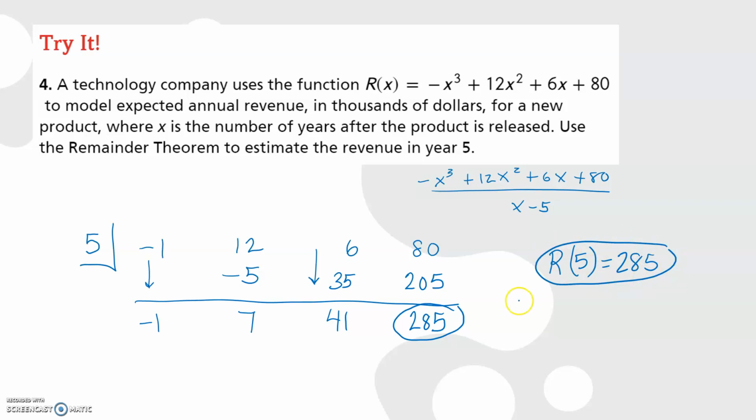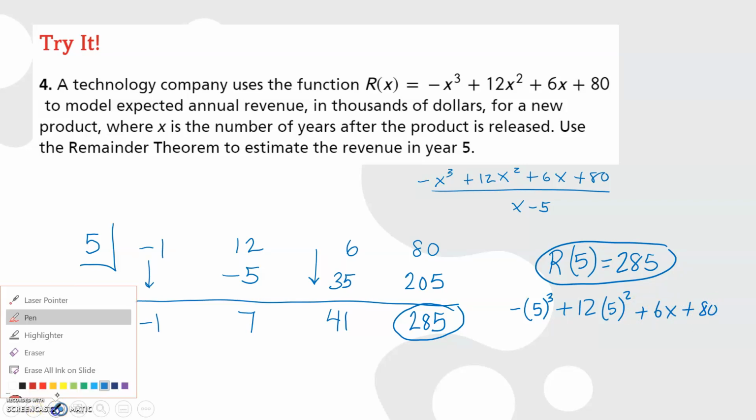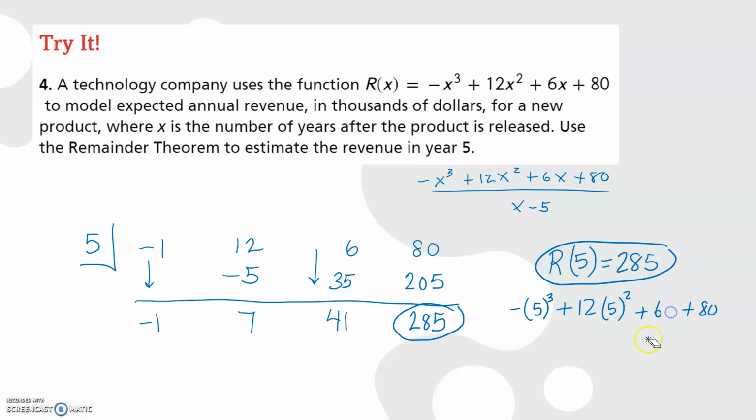I'm claiming, and I would like you to check it, that if I plug 5 in, I get the same answer as if I do that long division or synthetic division. Oops, that x should be a 5. These are just alternate ways of getting the same answer.